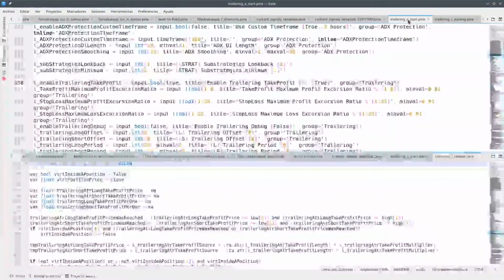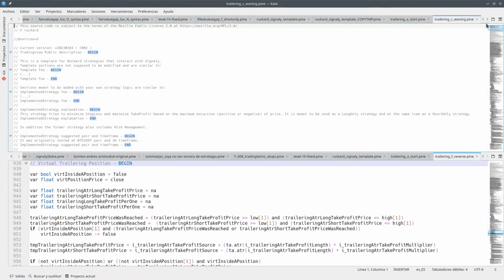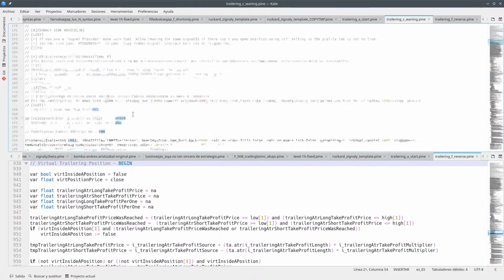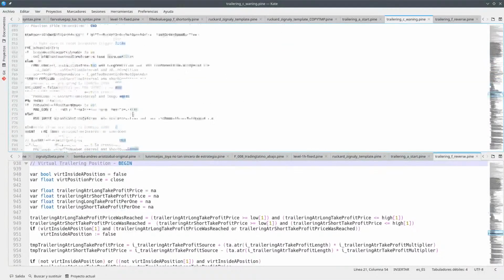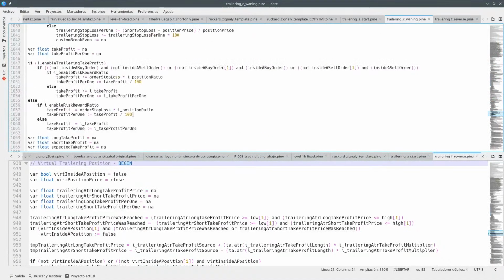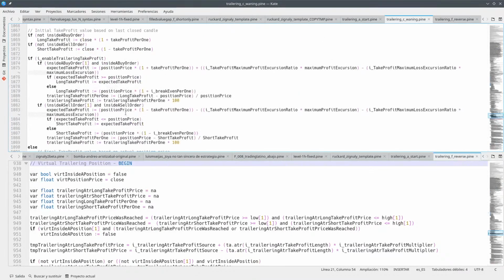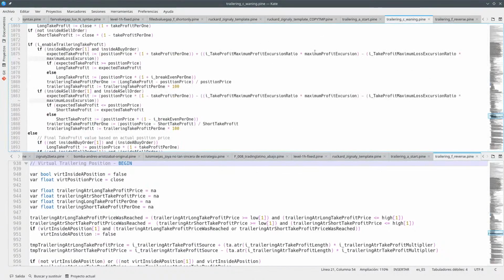We no longer need the... Okay, what the hell is the C? Okay, so we want the C1. So this is 1000 something. Okay, probably here. So this is take profit per one, which we have already done. And down here we have this take profit, which is based on the maximum profit excursion and maximum loss excursion. And we want to have this somewhere so that it works as expected.